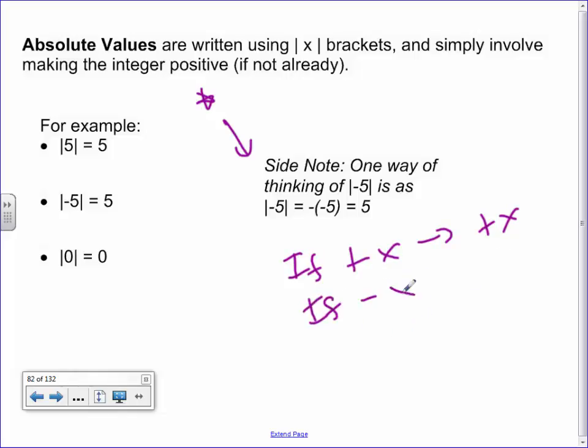If negative x, go negative, negative to make it positive. Does that kind of logic make sense? I'm not maybe writing it as neat as I could, but it's kind of like an if-then statement. If it's positive x, then make it positive x. Do not change it. If it's negative x, then double negative. So it becomes positive.